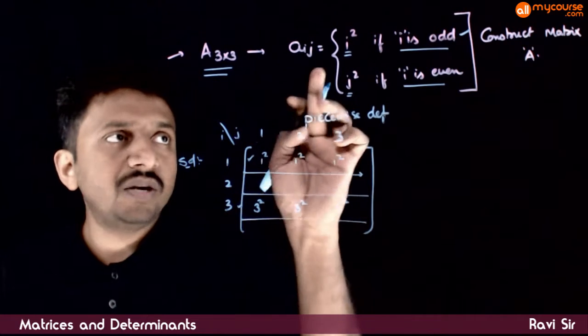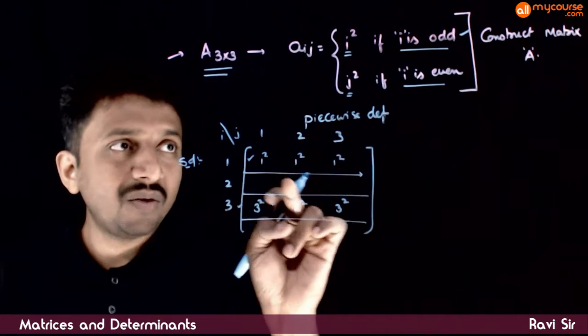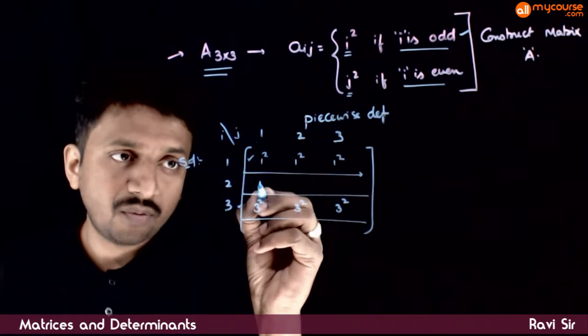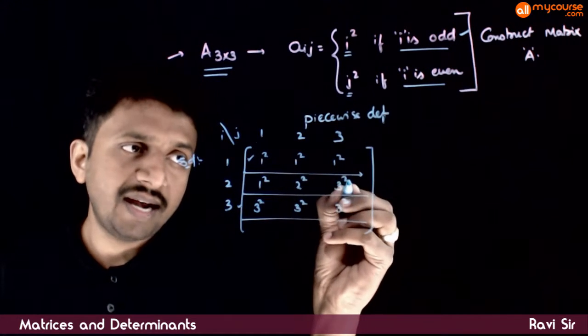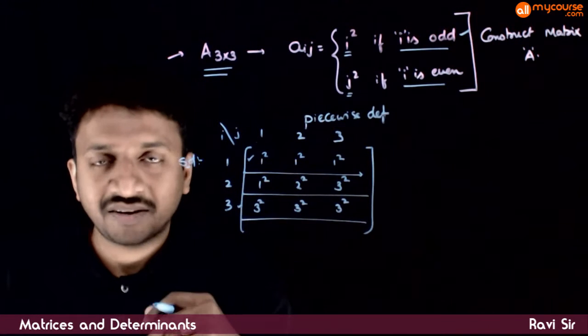Next, if i is equal to 2, that is i is even, the positional value is j square now. That is, if j is equal to 1, you have 1 square. If j is equal to 2, you have 2 square, and 3 square. So this is the matrix.